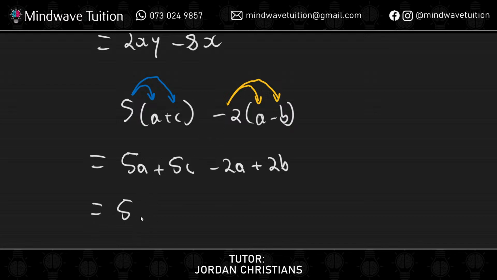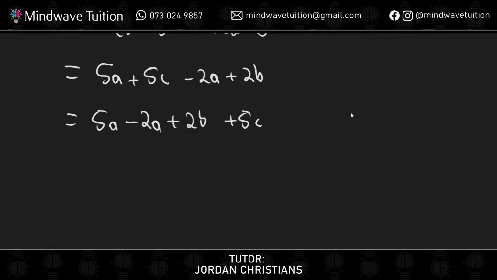And now we can just rearrange this so that the like terms are together. So 5a, there's only one other a, and that is the negative 2a, so we'll just put it next to it. The next term is 2b, and the next term is 5c, and we haven't done anything with that, so we'll just bring that along to the next line. So 5a minus 2a gives me 3a. 2b, nothing else we can do with that, so we'll just bring it along. And 5c, nothing else we can do with that, so we'll just bring that down. And that is your final answer.